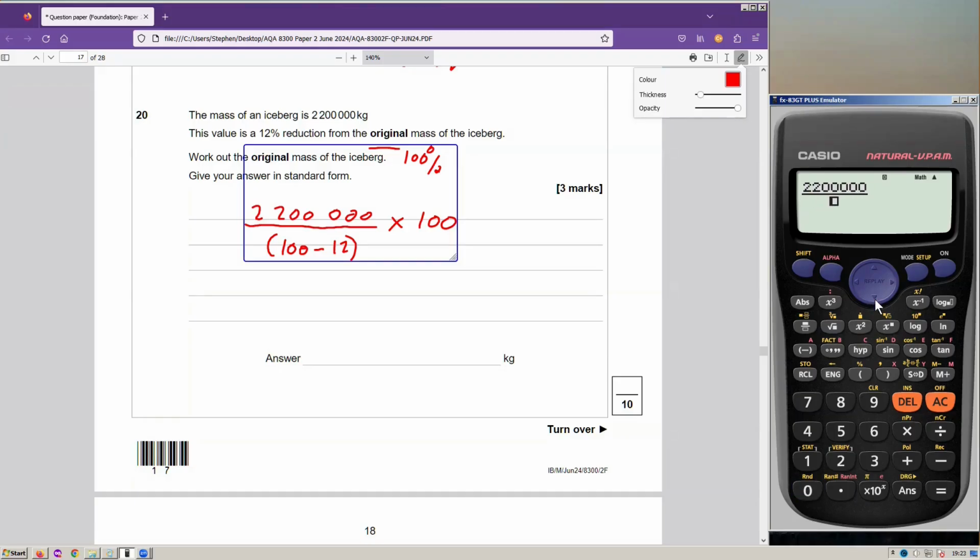220000. Make sure you get your O's right. Open a bracket. I'm going to put the whole thing in like this. 100 minus the 12. Oops. Minus the 12, Stephen. Move that up to the other side like that. Times it by 100.